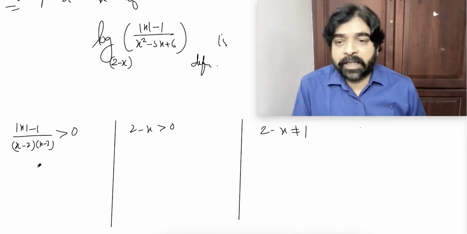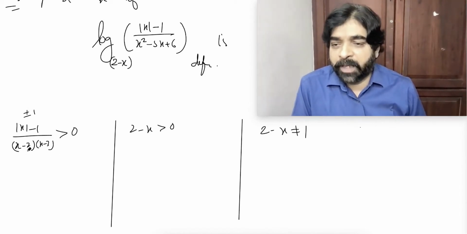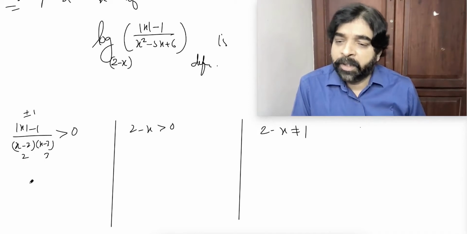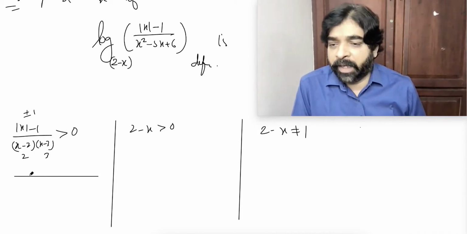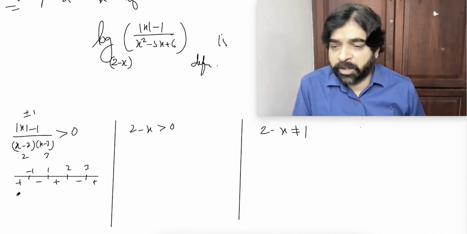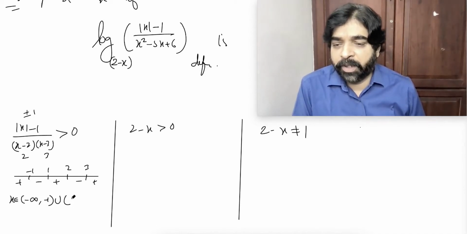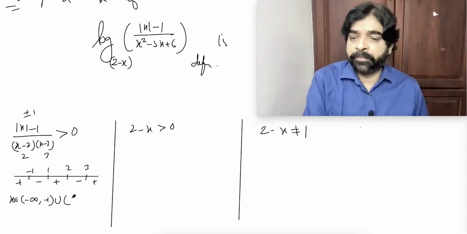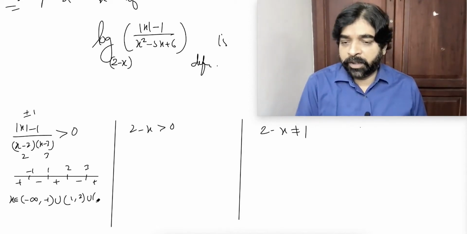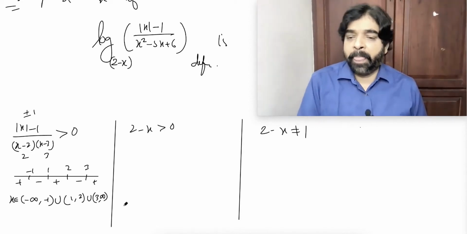This condition I am solving. Directly I am taking critical points plus minus 1, this is 2, this is 3. If I plot it, I will get minus 1, 1, 2, 3. Positive, negative, positive, negative, positive. We want positive. So x element of minus infinity to minus 1, union 1 to 2, union 3 to infinity.